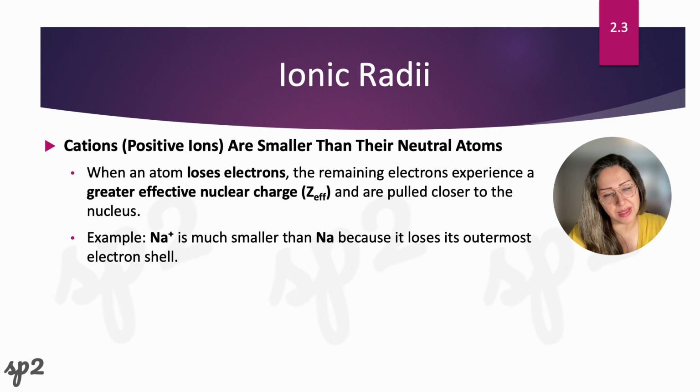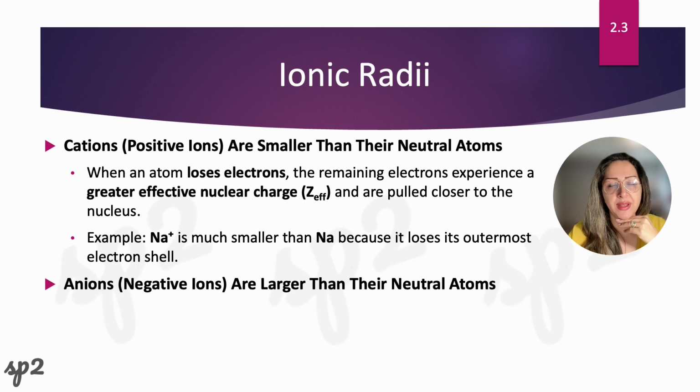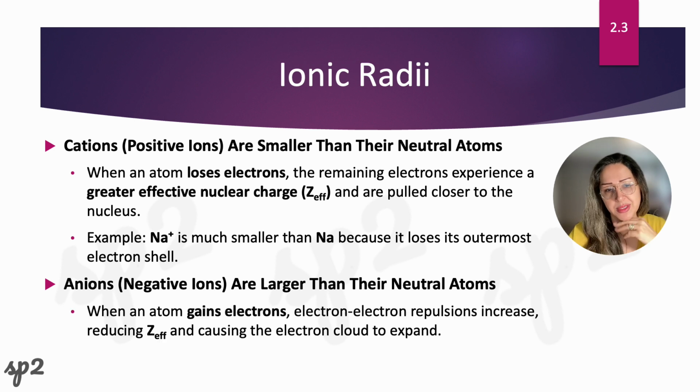Now, here's an example. We have sodium, Na+, which is going to be much smaller than atomic sodium, because it lost the outermost electron shell. Now, if I have an anion, which is negatively charged, they're going to be larger than their neutral atoms.